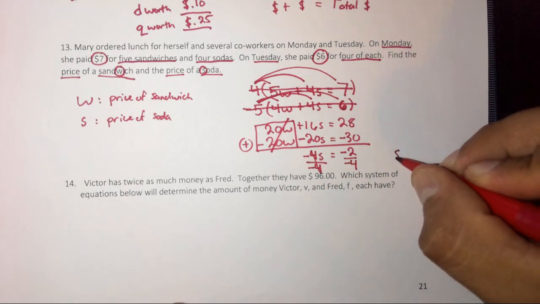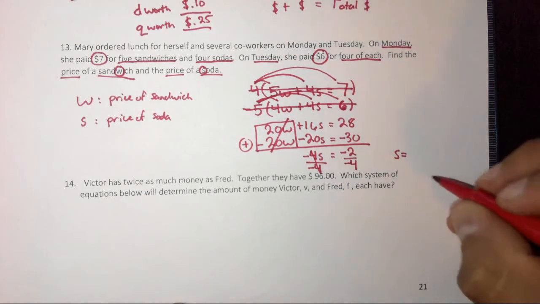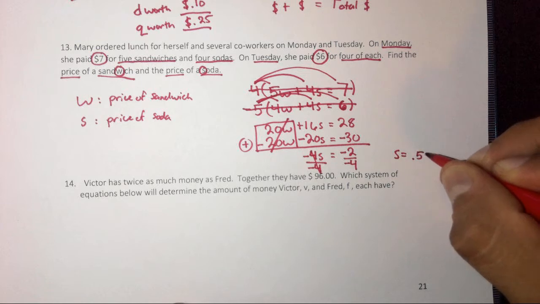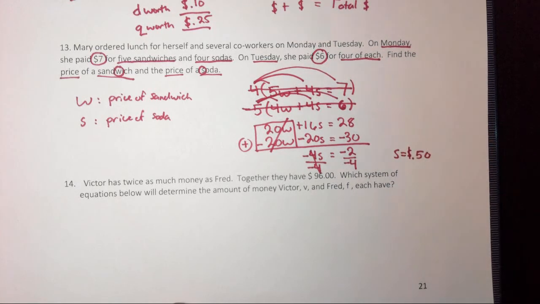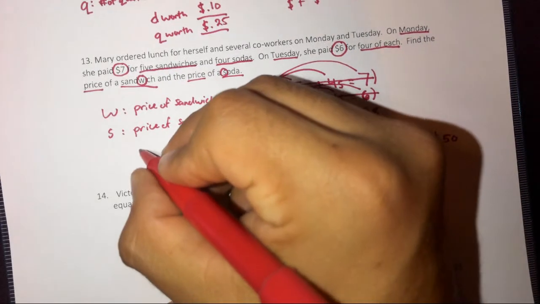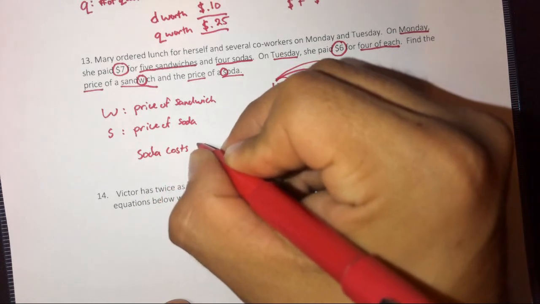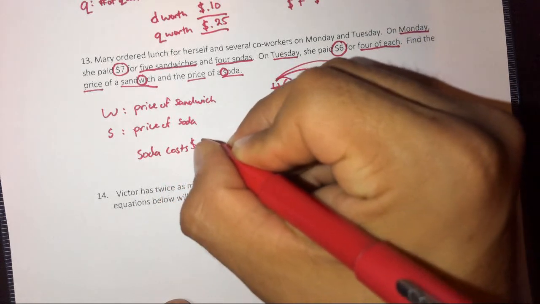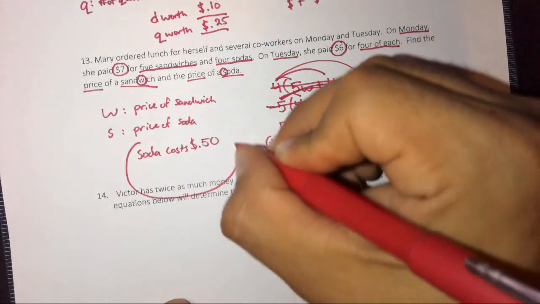I'm going to get that S, or sodas, are worth negative 2 divided by negative 4, which is going to give me 0.5. Or in other words, if we're talking about money, technically 50 cents. So each soda costs 50 cents. So soda costs 50 cents. It's part of my solution.